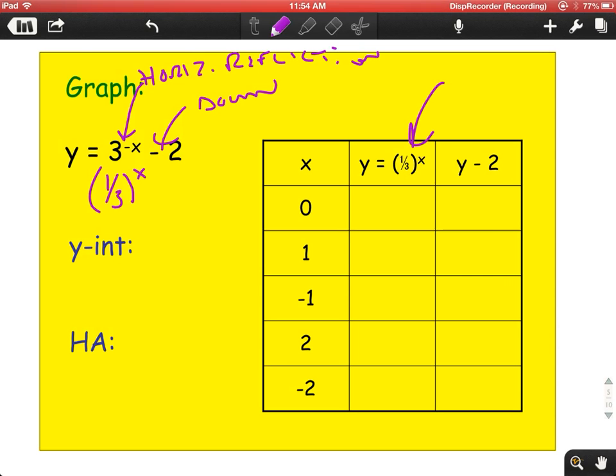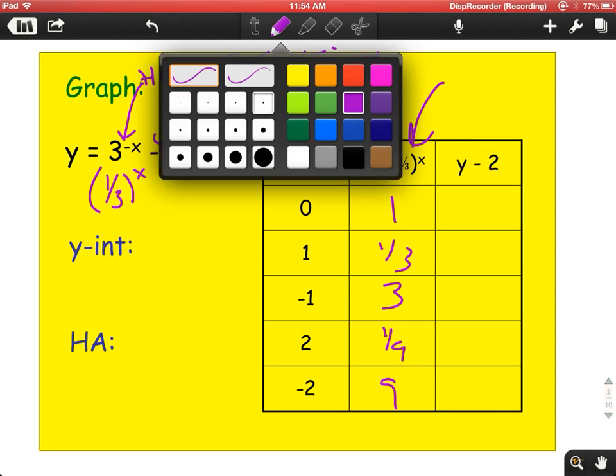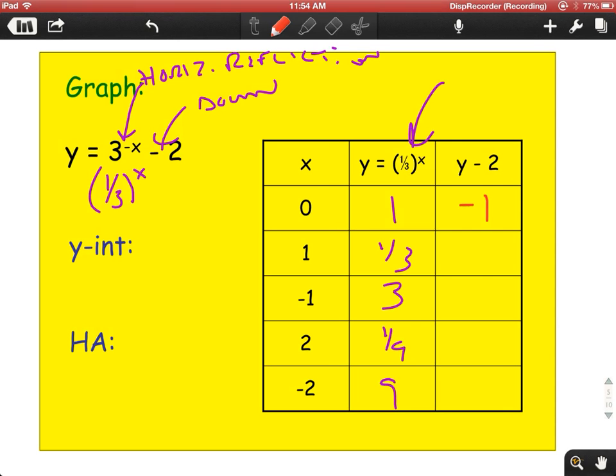So I could just start by making a table of values for 1/3 to the x power, and then I could just simply take 2 from all the y values. So we're going to get -1 here, we're going to get -1 and 2/3, we're going to get 1, we're going to get -1 and 8/9, and we're going to get 7 there.